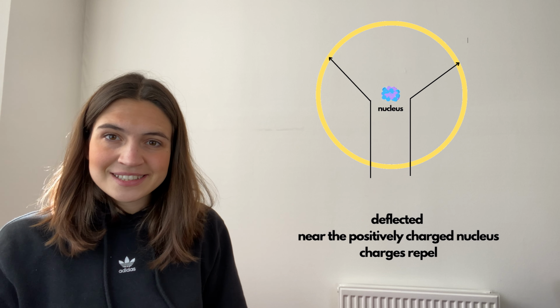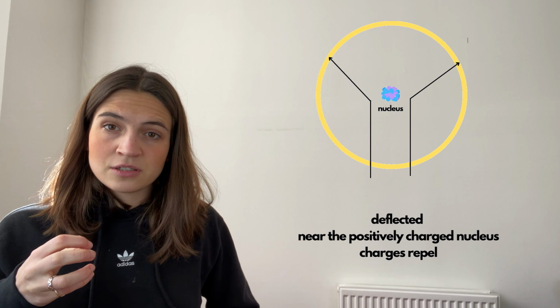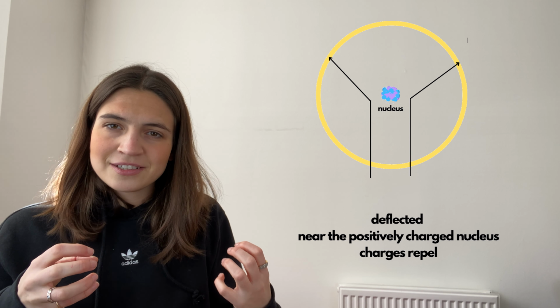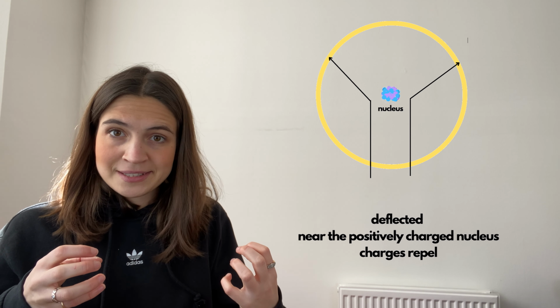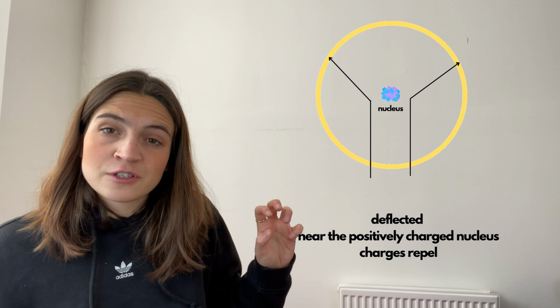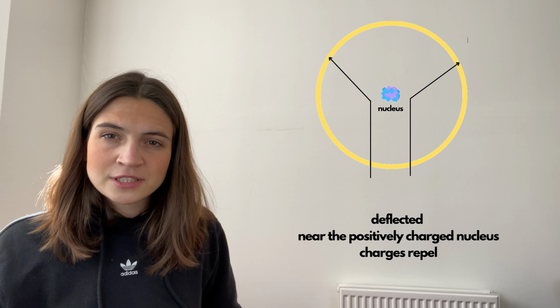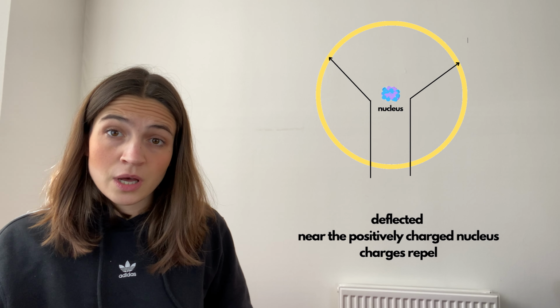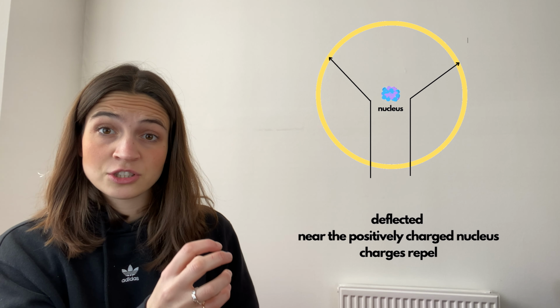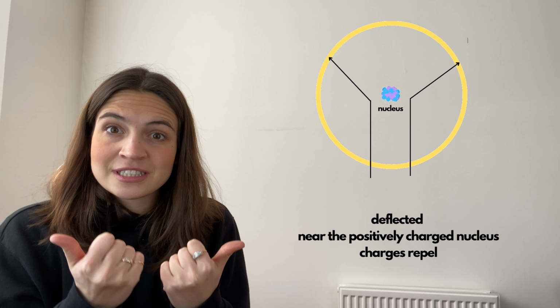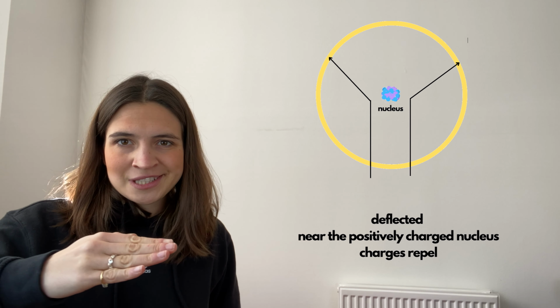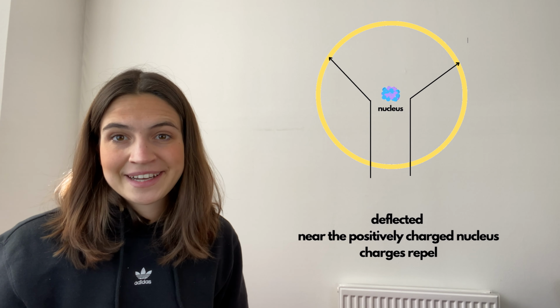And what about the ones that are deflected slightly? In that instance, the alpha particle comes quite near to the nucleus of our gold atom. Remember, my nucleus is full of protons and neutrons and is positively charged. So when my positively charged alpha particle comes towards my positively charged nucleus, it feels an electrostatic repulsion. That causes the alpha particle to be deflected slightly.